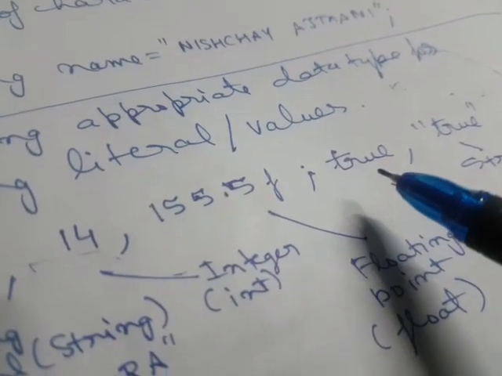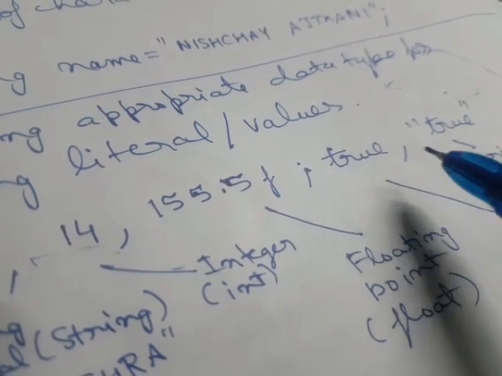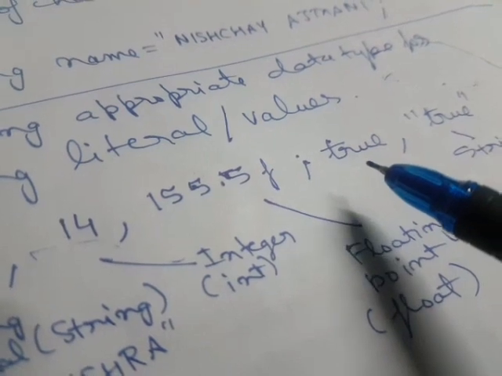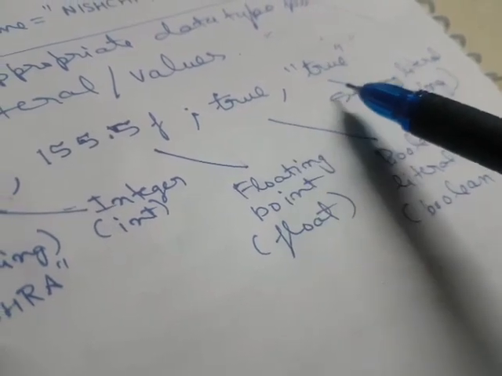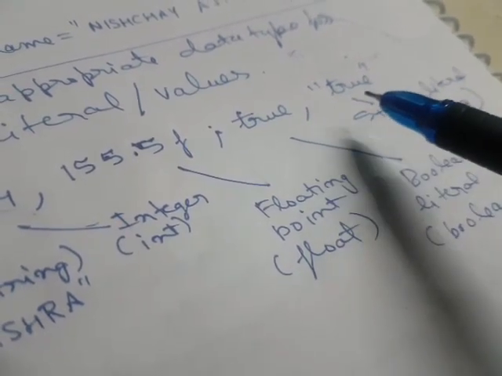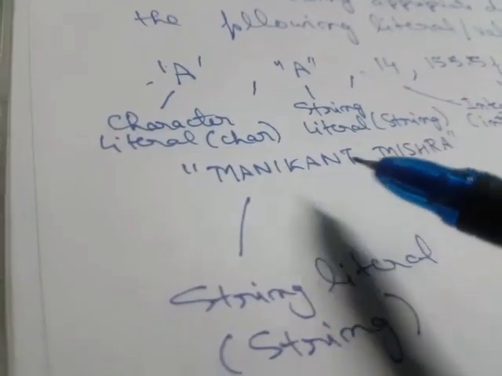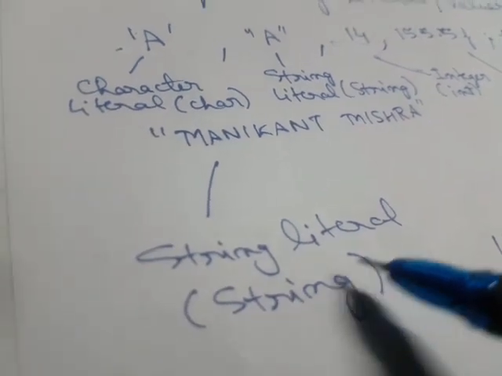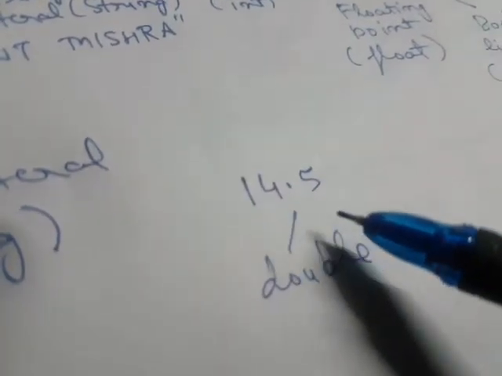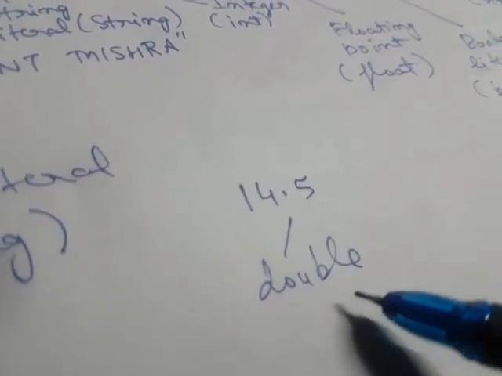Then we have got true without any quotes. So when no quotes are there around the sequence of characters and it is true, it will be the boolean type. So the boolean literal is there and the data type will be boolean. Alright, so after that we have got true in double quotes, so it is a group of characters in double quotes, so it will be a string type. And after that there is another one, that is the name of someone, Manikant Mishra, so it is in double quotes and it's a string literal and the data type is string. Here 14.5, no F is there, so it is a floating point, but a suitable data type will be double.